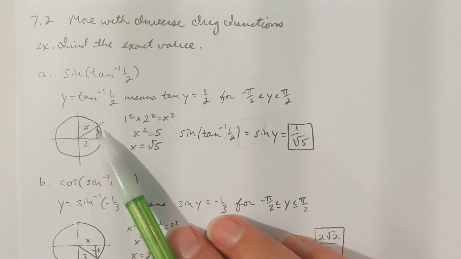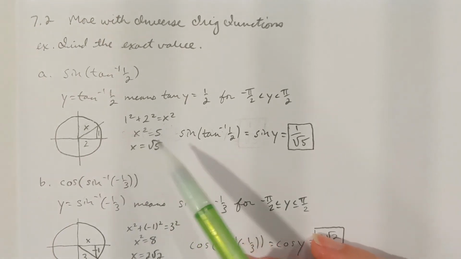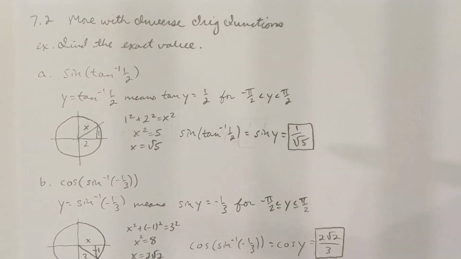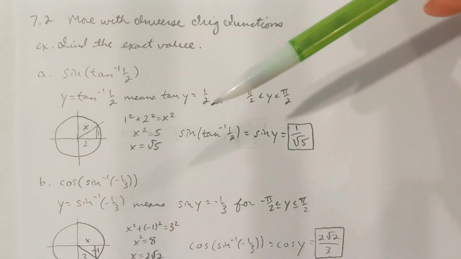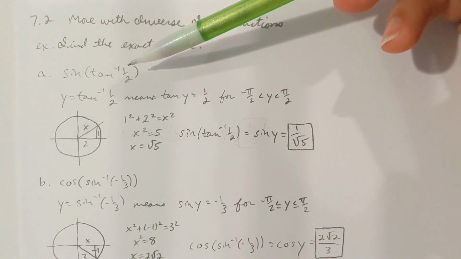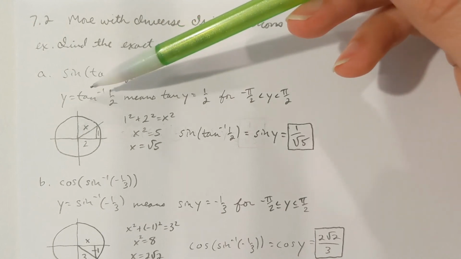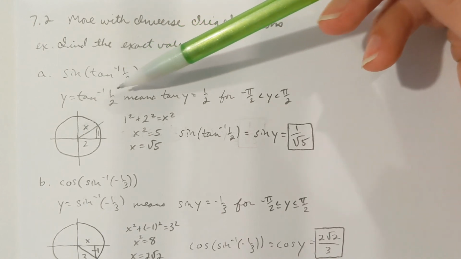X is the hypotenuse of the triangle, which is also the radius of the circle. That can't be a negative. So disregard the plus minus here for this problem. And x is equal to root 5, then it looks like. Okay, now I want to find sine of tangent inverse of 1/2. And I'm calling y tangent inverse of 1/2.